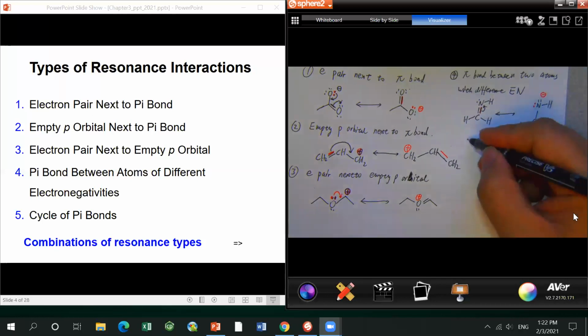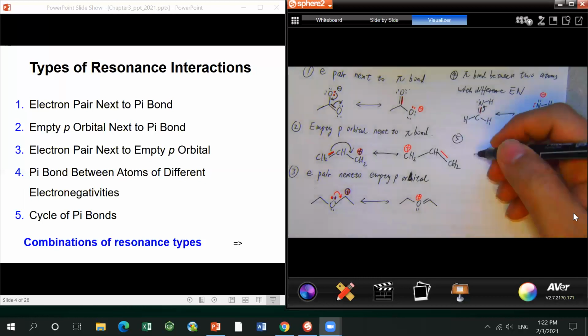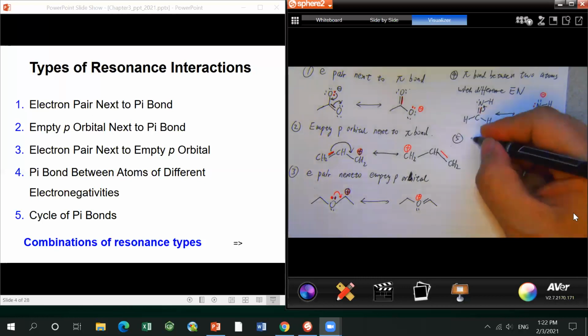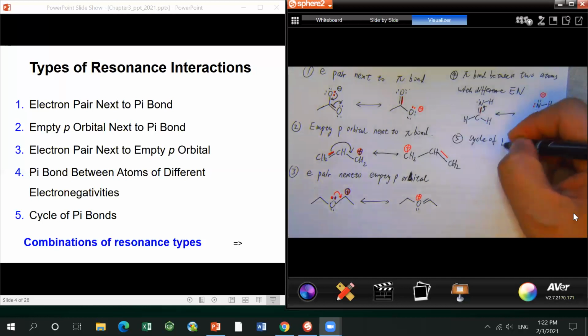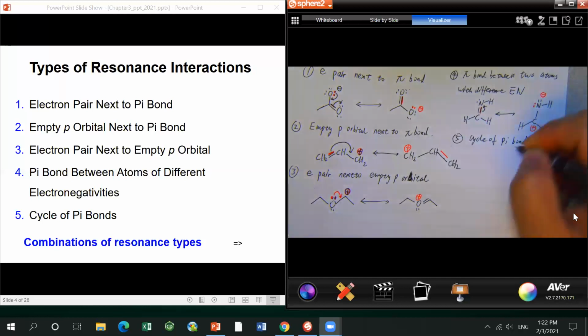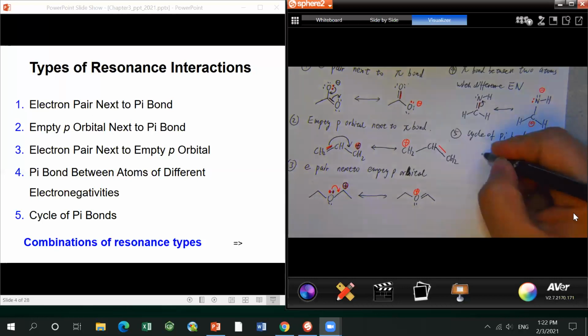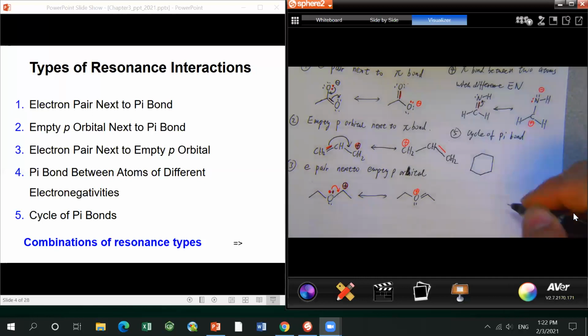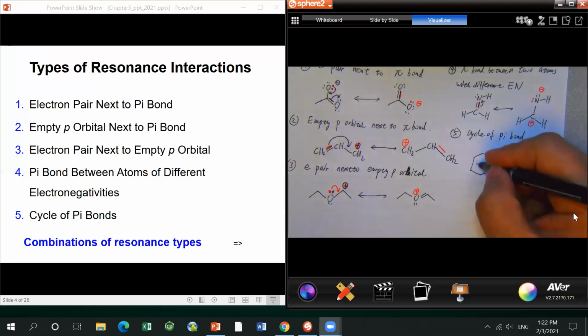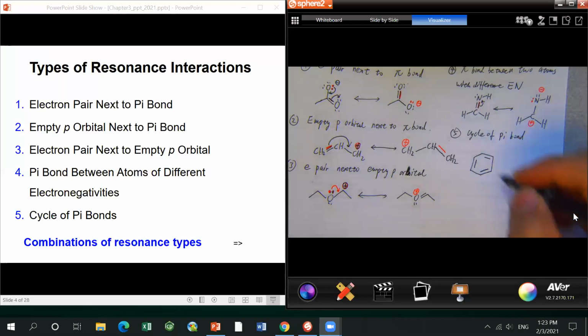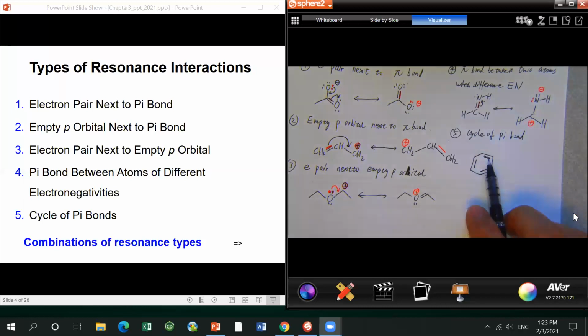And then the fifth situation is the circle of your pi bond. This situation normally happens when you have a cyclic structure with alternating double bonds and single bonds. So pretty much an aromatic compound, which we learned in chapter 2. Alternating double bond, single bond, double bond, single bond, all around, and then you can do this kind of shift.